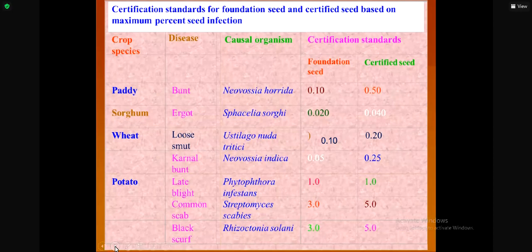I am continuing with the certification standard. You know, there are four types of seed: number one, breeder seed; number two, foundation seed; number three, registered seed; number four, certified seed. So what is breeder seed? The seeds which are produced during the hybridization process by the breeders themselves. We call it breeder seed. And the offspring of breeder seed during multiplication process, foundation seed.